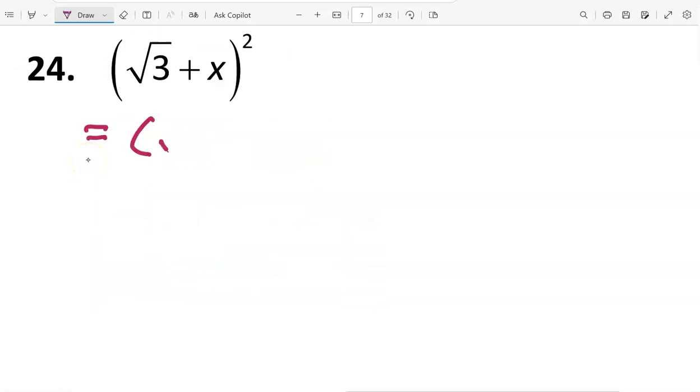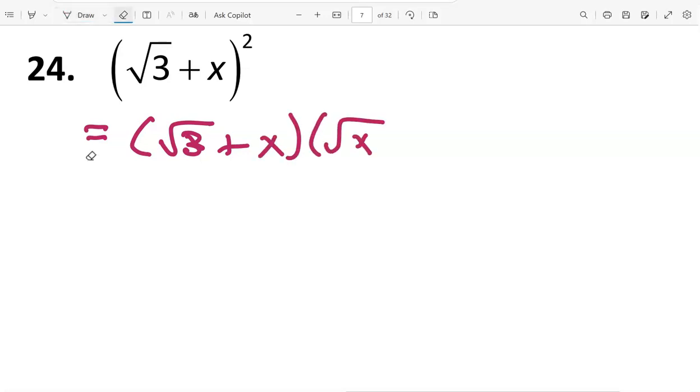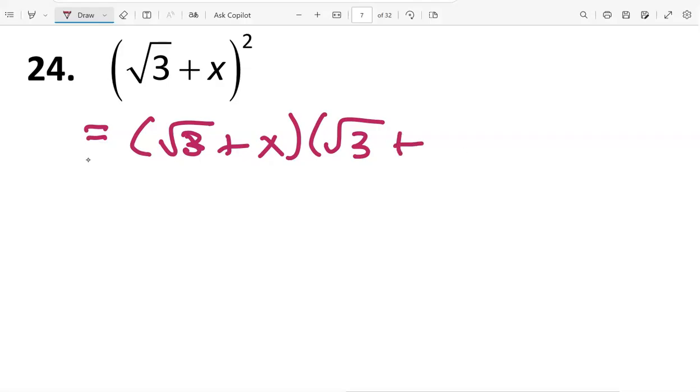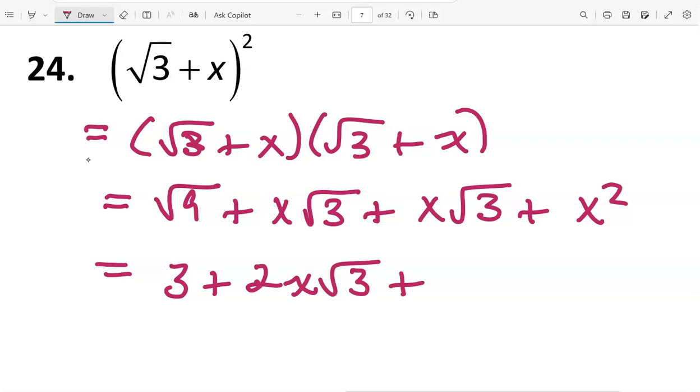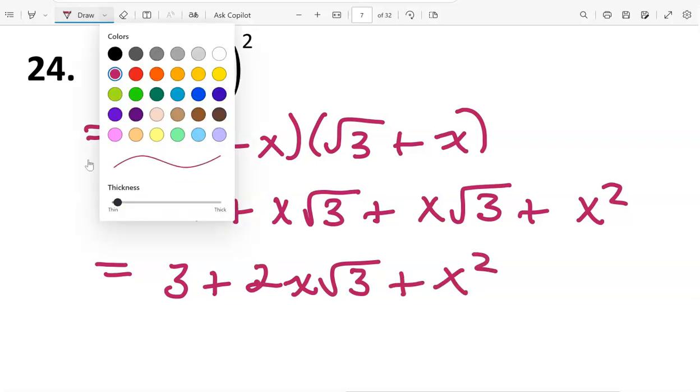In number 24, we want to multiply the square root of 3 plus x times itself, since that's by definition what squaring means. And then compute the partial products, or use the FOIL method. The square root of 3 times the square root of 3 is the square root of 9. The product of the outers is x times the square root of 3. The product of the inners is the same. And the product of the last is x times x is x squared. So now we have 3 plus, and then the two middle terms can be combined. 2 times x times the square root of 3 plus x squared, and no other terms can be combined.